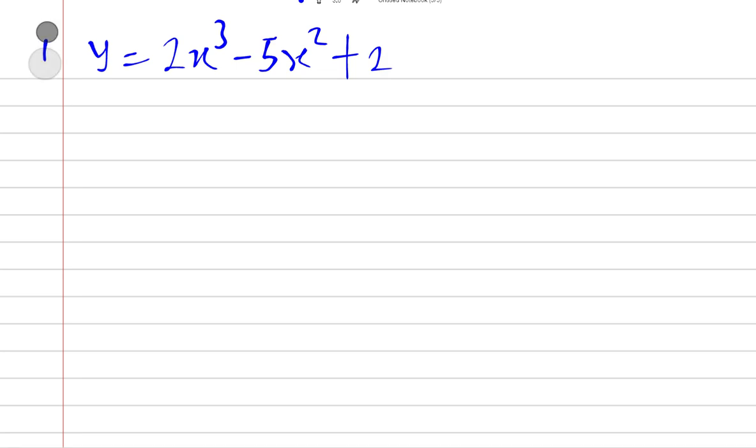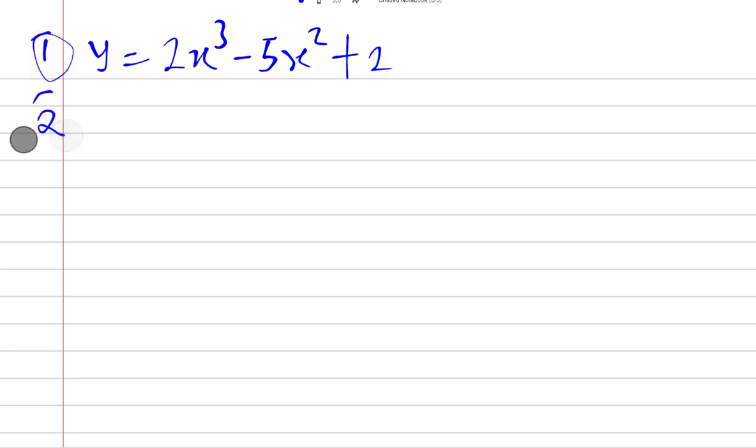Alright, so that will be all in today's video. But before we go, let me give you assignments so that you can also practice. So do y equal to 2x raised to power 3 minus 5x squared plus 2. That's number 1.